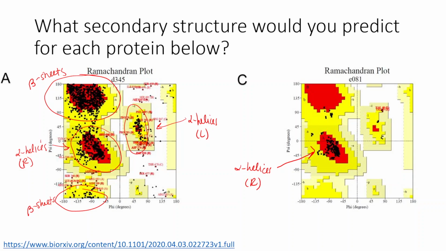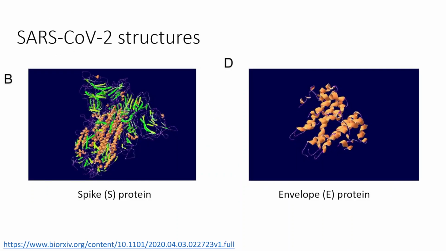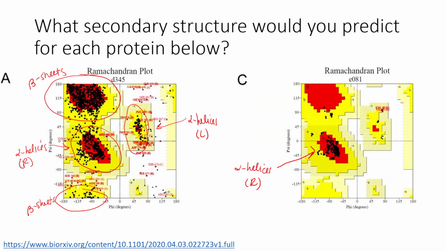And then these proteins that we're looking at plots for right now are actually two different proteins that we might be familiar with from SARS-CoV-2. So the one labeled B over here, that's the spike protein. And that is corresponding with our plot number A. So in plot A, we were saying we expect to see a lot of beta sheets and a lot of alpha helices, kind of a mix of everything.